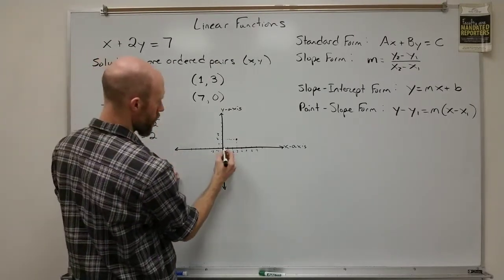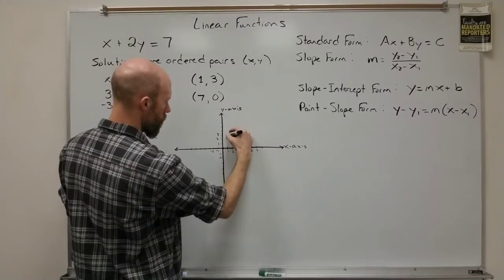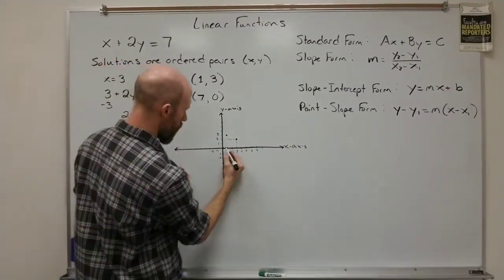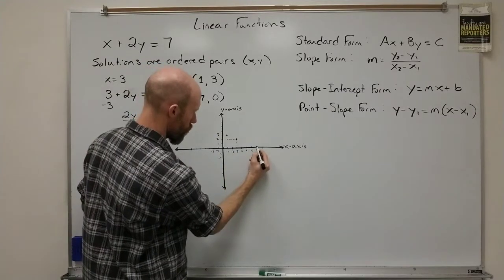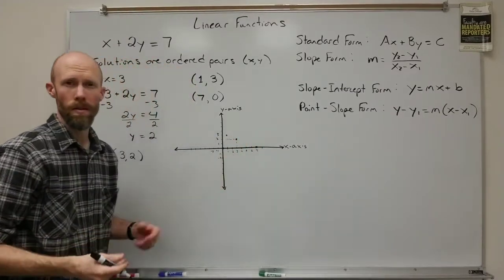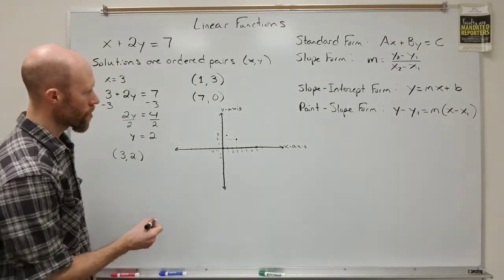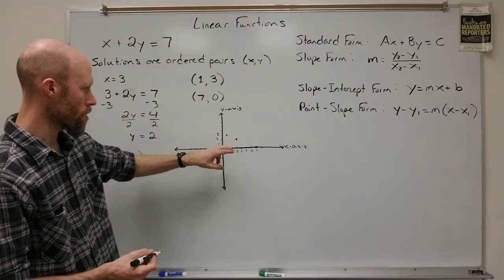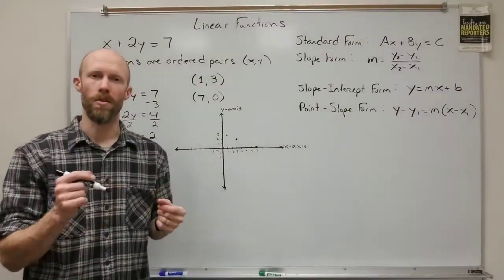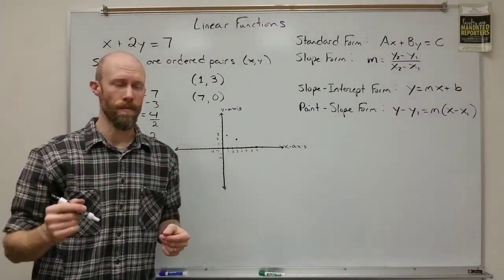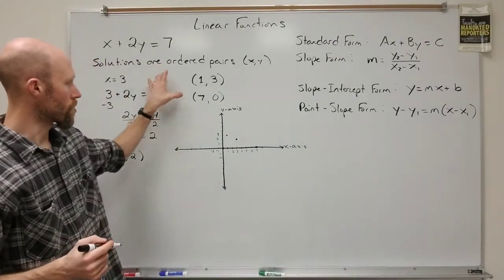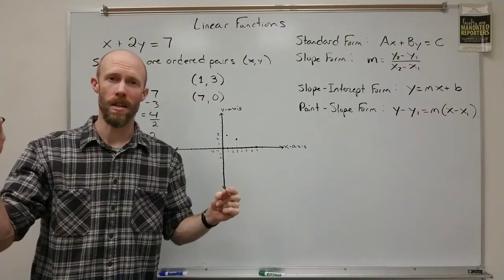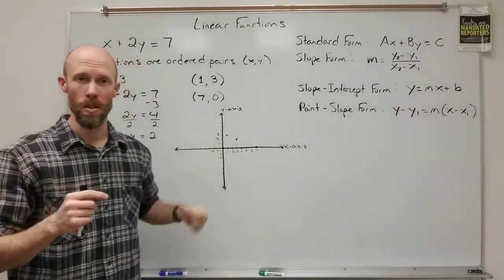1, 3 is a point, so I go over 1, and up to 3. 7, 0, so if I go out to 7, there's a point there, and up 0, okay, 7, 0. And what you'll notice, if I did this enough, and maybe with these 3 you can even see it, is they all line up. Not only are all of the solutions going to line up, but every point on the line that connects them will be a solution to this equation.